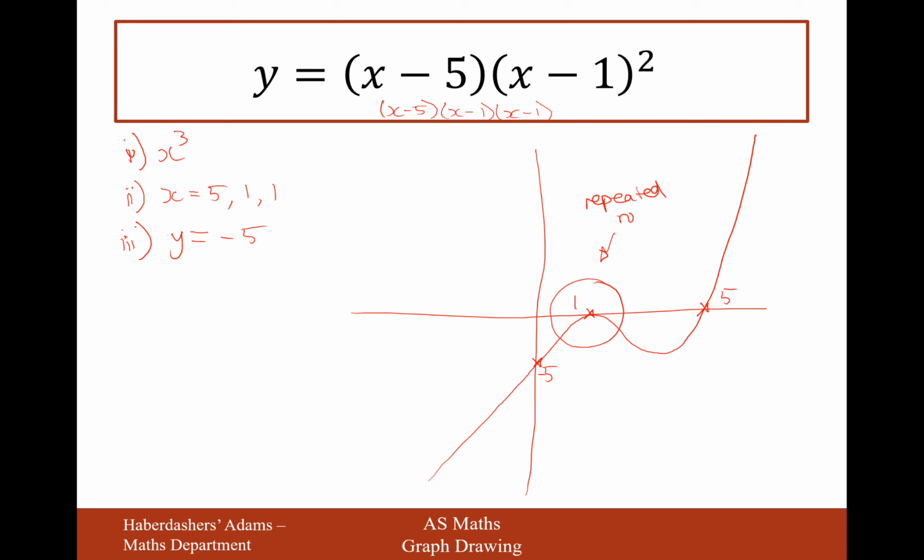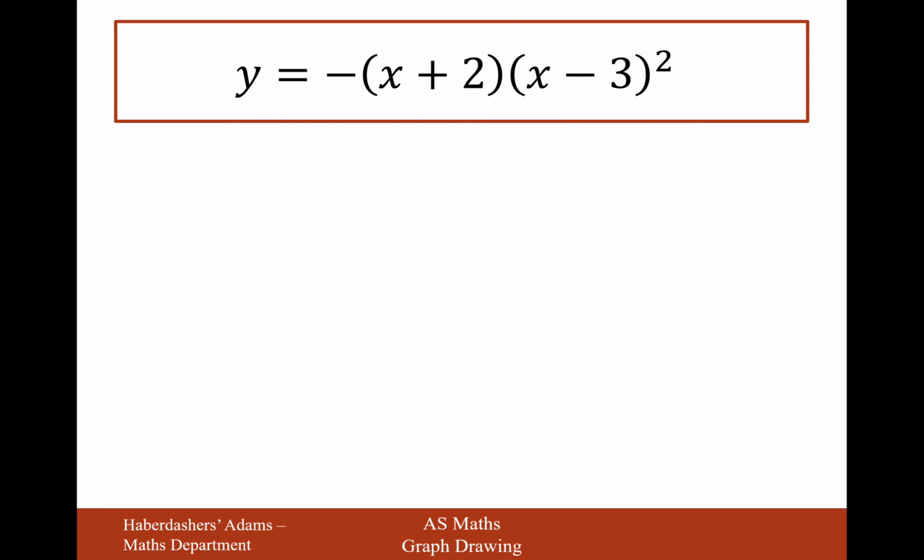Repeated root of the x squared type because it's x minus 1 squared. Right, so there we are, that's the answer. Let's move on to the next one.